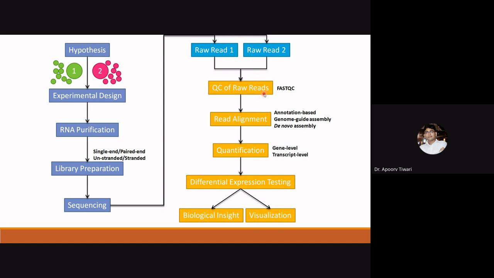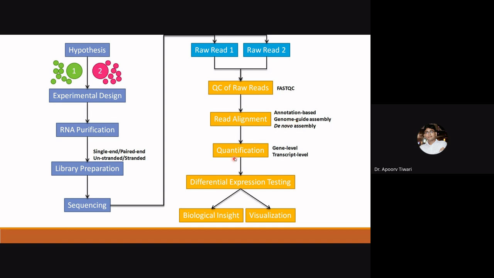After that quality analysis, we can go for read alignment. If we have a reference genome, then we can go for the reference-based analysis. Otherwise, we can go for the de novo genome or transcriptome analysis. We will discuss what tools are required for reference-based transcriptome data analysis, as well as de novo, or without reference-based, transcriptome data analysis.